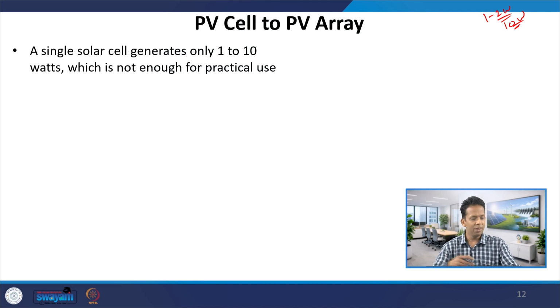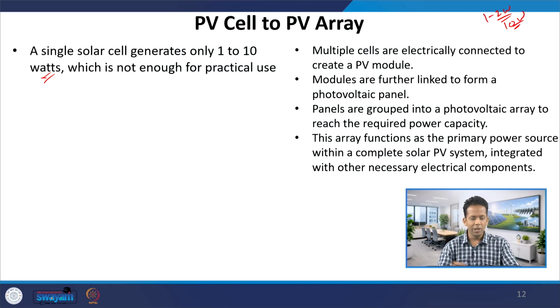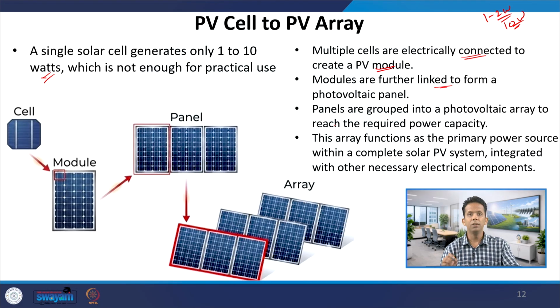So how do we increase the wattage or the power capacity of these cells? We can connect them together. Multiple cells are electrically connected to form a PV module, and these modules are further linked to form a panel.